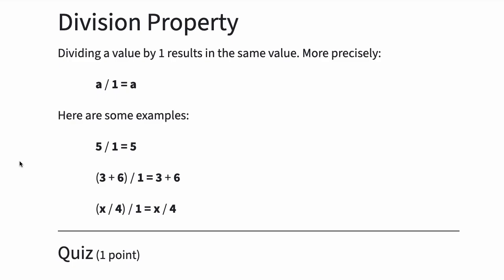The division property tells us that dividing a value by 1 results in the same value. More precisely, a divided by 1 equals a. Here are some examples. 5 divided by 1 equals 5. 3 plus 6 divided by 1 equals 3 plus 6. And x divided by 4 divided by 1 is equal to x divided by 4.